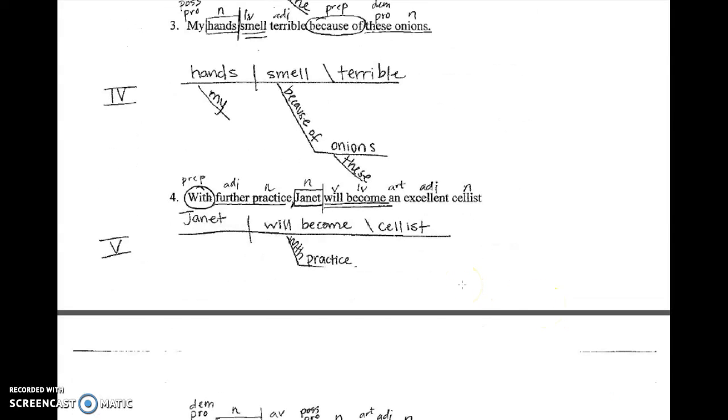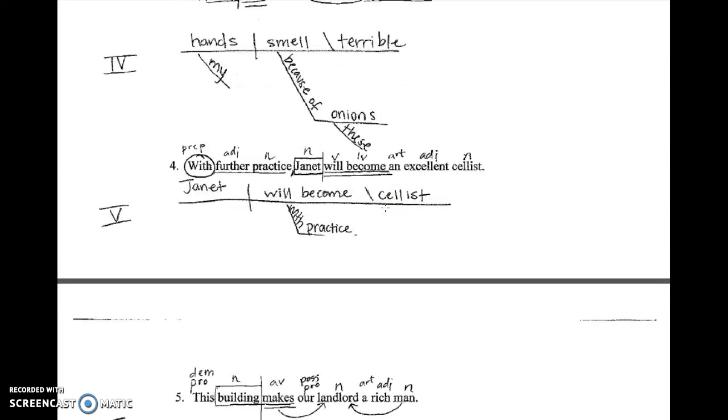Next, with further practice, Janet will become an excellent cellist. Janet is the subject. Don't assume that the first noun of the sentence is the subject. Make sure we know what's doing the action. Will become is the verb. Verbs can be 1 word, 2 words, 3 words, depending on the tense and if there are helping verbs involved. So don't assume that you've underlined 1 word as a verb and that you're done.